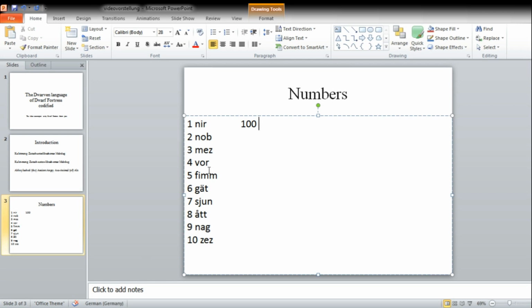And 100 is zez bog. 1,000 is zes. I have to check, make sure I do this correctly. I don't want to remember the wrong one. Zes ton. 10,000 is zes gern, I believe. Let me check. Yes, it is. Zes gern.